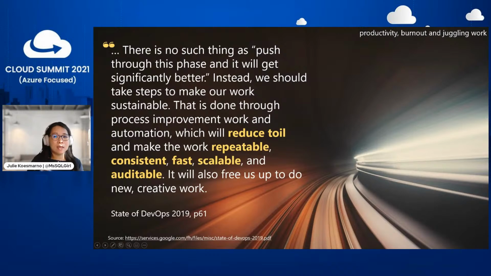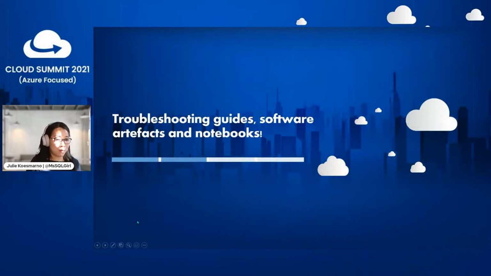If we look at the State of DevOps research from 2019, there was a section called Productivity, Burnout, and Juggling Work. I thought this was absolutely relevant to where we are today in 2021. Essentially, the research says that reducing toil is quite important. We want to make the ops world more repeatable, more consistent, fast, scalable, and auditable. That resonates with what we do here today in the TSG ops methodology. I highly recommend checking that study, by the way. It's a really good read.